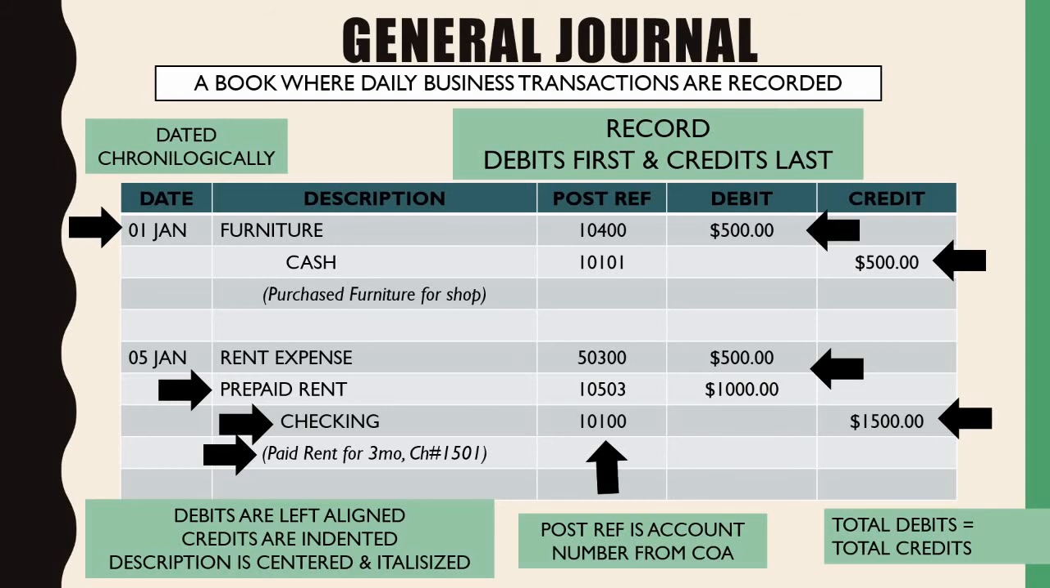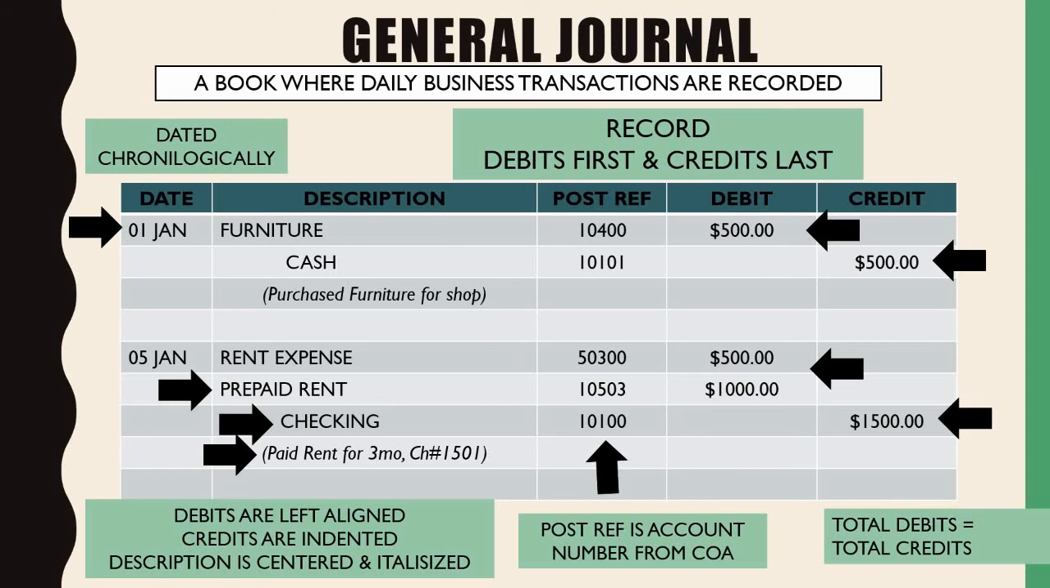You'll have a column for the date. You'll have a column for your description, so that will consist of your account names, as well as whatever description you feel explains what that transaction is, a column for your post reference, which I'll talk about in a second, and then a column for your debit and a column for your credit. So this is what I mean by referring to debits and credits as left and right, because on this journal, your debits are on the left side and your credits are on the right side. Okay? So that's just the formal look of what a journal should look like.